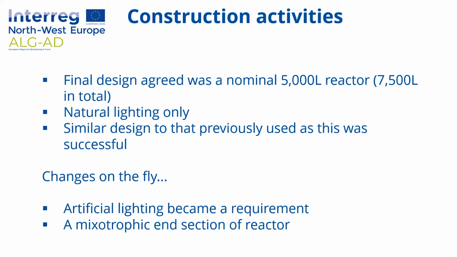And as I said earlier, this was a similar design to designs we'd seen previously and we'd built previously, so we were confident it would work. Now, obviously, as projects change and evolve, some of the constraints change. And essentially what I said here changes on the fly, if you want. So things that were changed as we were building is we wanted to be able to supplement the natural light with artificial light. So we put in a lighting system. And also the reactor that I've just shown you there is for phototrophic growth. And we also wanted a section at the end of the reactor that could sustain mixotrophic growth. So these were additional constraints added during the project.